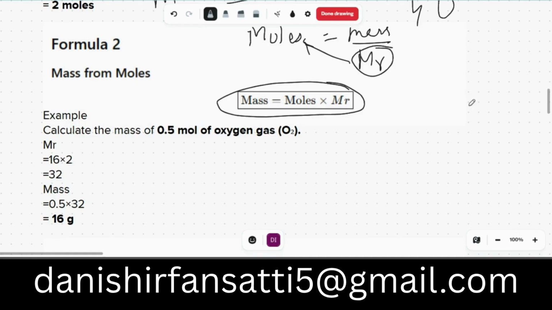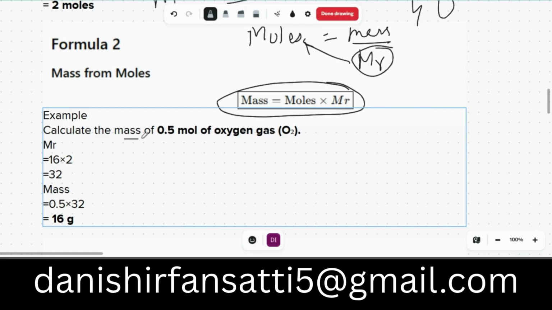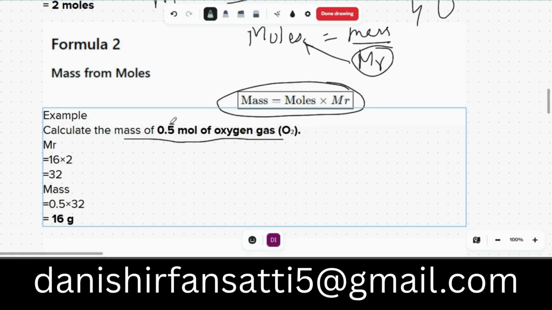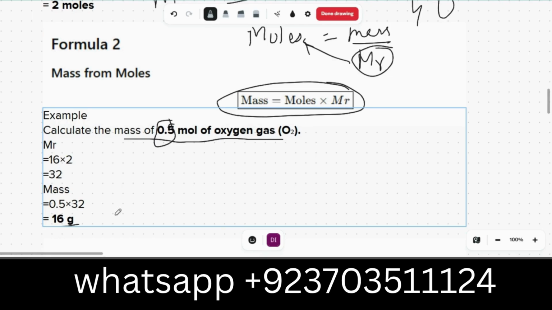So the question is, calculate the mass of 0.5 moles of oxygen gas. The Mr of O2 is 16 times 2, that is 32. 32 is the Mr, so we multiply the number of moles by Mr. 0.5 times 32 will give us 16 grams.